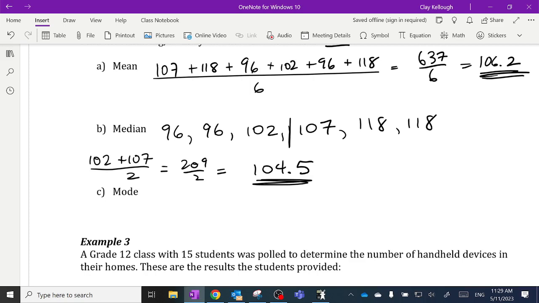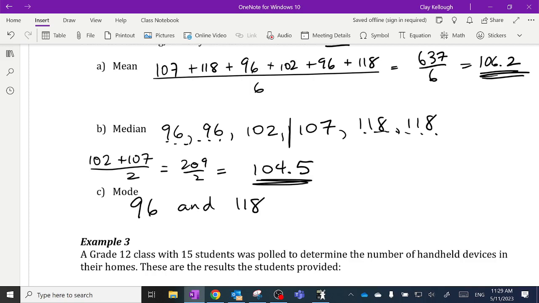Mode, as somebody pointed out a minute ago while the camera was off, there's 2 of them. The number 96 happens twice. The number 118 happens twice. So there's 2 modes. What if all the numbers happen twice? Then I'd say I don't have a mode. I don't have 1 or 2 or a few values that happen more than the rest. So you can have no mode, you can have several modes.